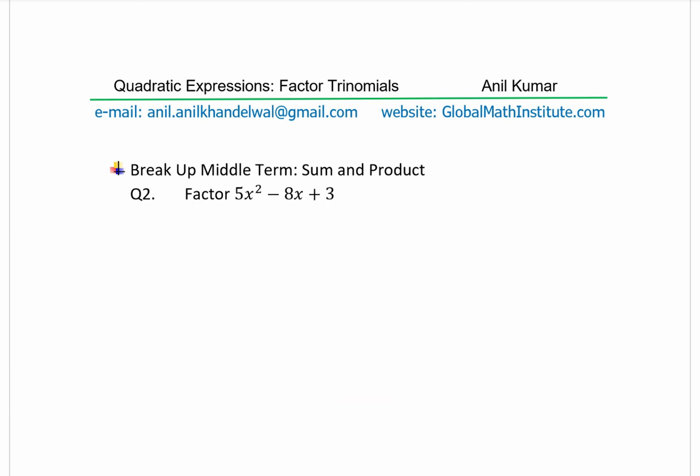Here is question number 2. You need to break up the middle term. Use sum and product to find the factored form. I'd like you to pause the video at this stage, answer this particular question, and then look into my suggestions. Right? So I'm just taking my time to copy the question here so that you could go ahead and work on it. So here we're looking for two numbers p and q whose product should be a times c, meaning 5 times 3, which is 15.